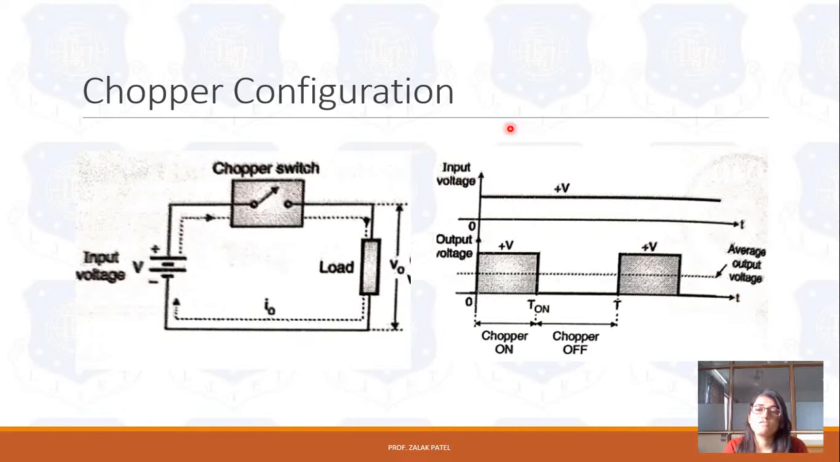So for this waveform, we can say that the load connected over here should be a resistive one. Why a resistive one? Because if you see the waveform, it is rectangular, and for the rectangular one the load should be the resistive one.